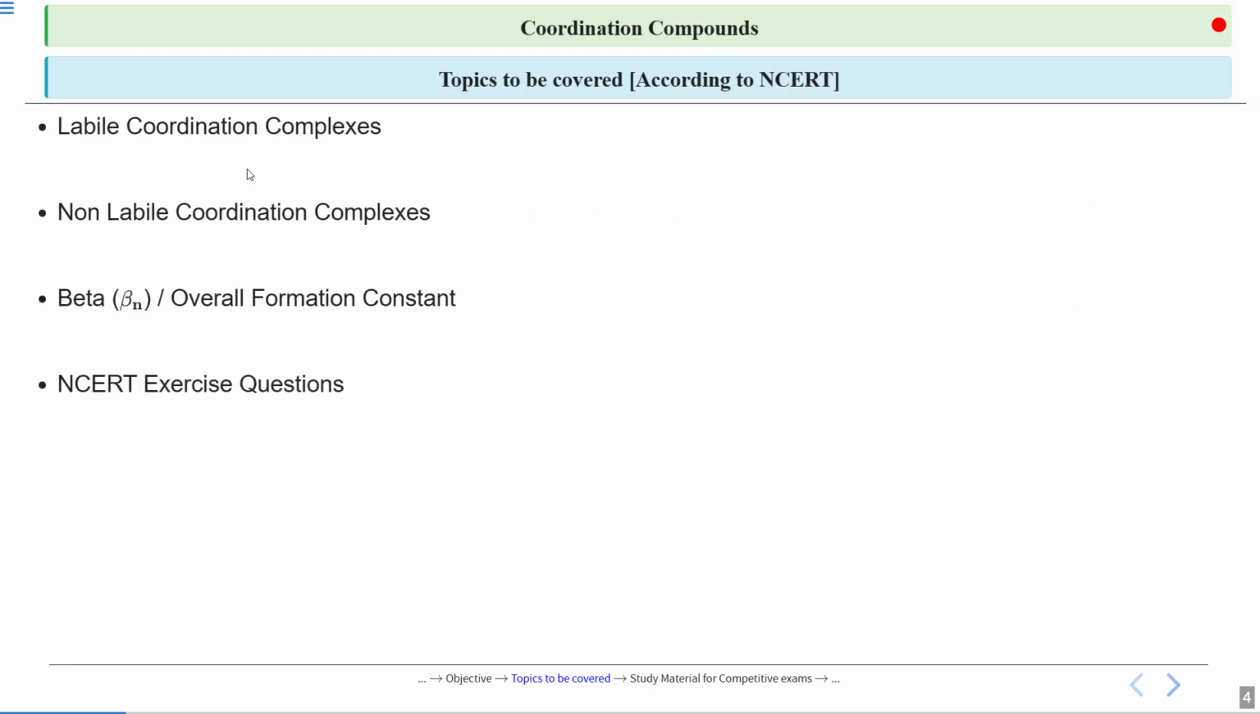The topics that are going to be covered according to the NCERT. First of all, we are going to see the labile coordination complexes. Then non-labile coordination complexes. Then beta, or you can say the overall formation constant. And then we will see the NCERT exercise questions one by one. Okay, so let's begin.